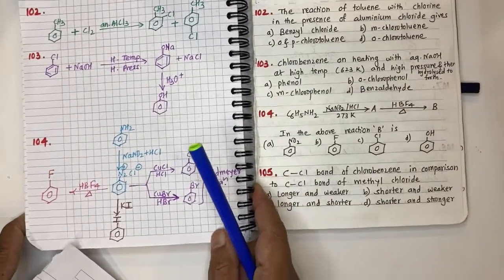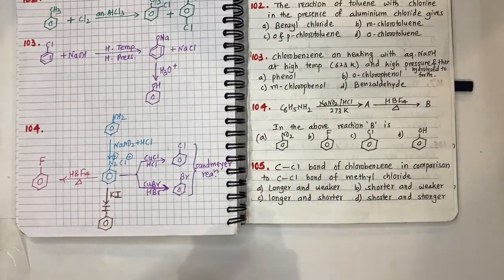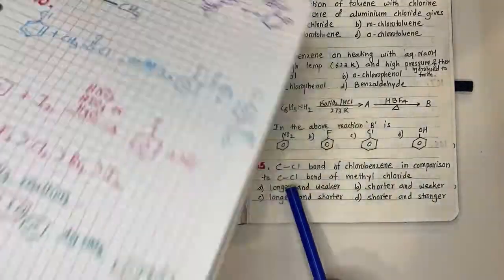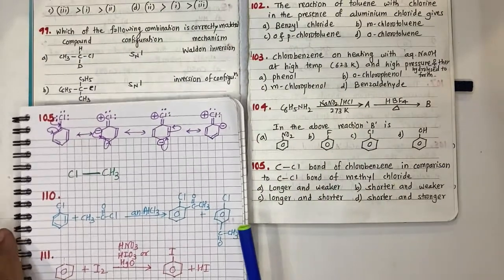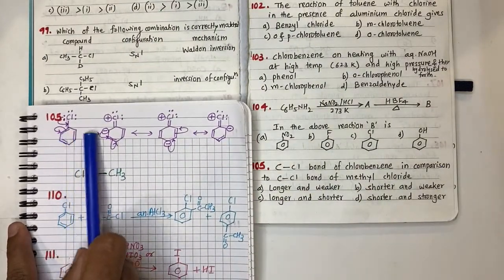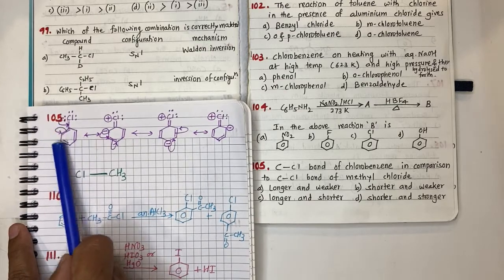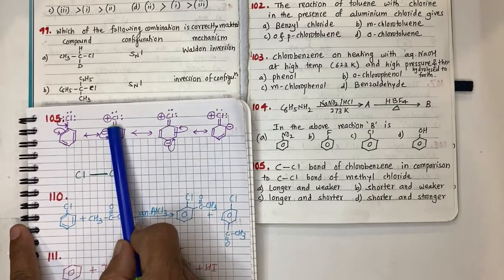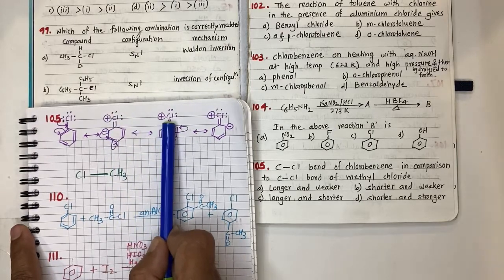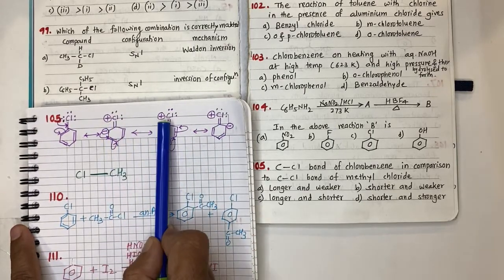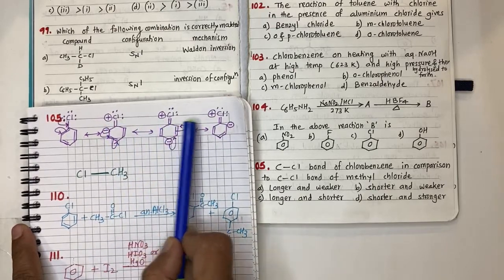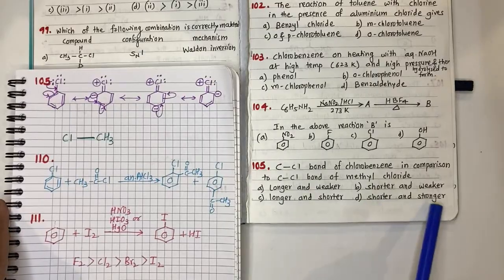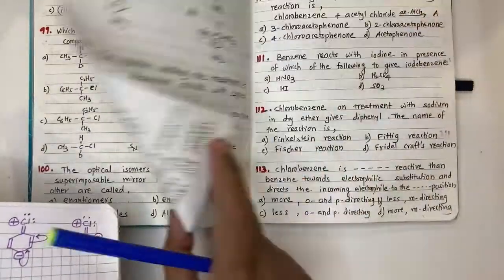Next. The C-Cl bond of chlorobenzene in comparison to the C-Cl bond of methyl chloride. See this, this is chlorobenzene. You know the resonance structures. Due to this resonance, the carbon-chlorine bond acquires double bond character. Therefore, it becomes shorter and stronger than this bond. Therefore, the answer is shorter and stronger. Okay, next question.